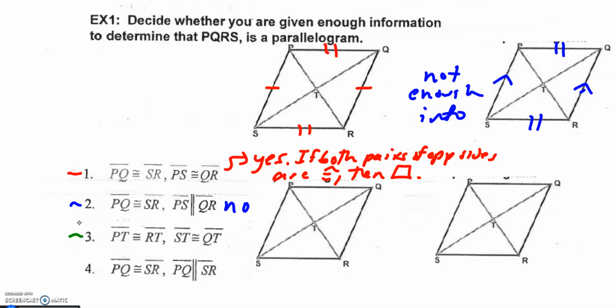The third one, if you're given PT is congruent to RT and you're given ST is congruent to QT, do we have enough information to prove this is a parallelogram? My answer for this is yes, it is, because the diagonals bisect each other.